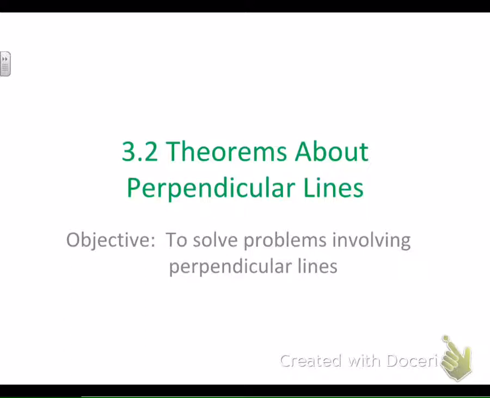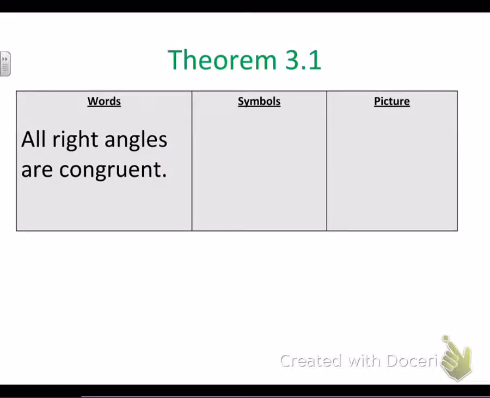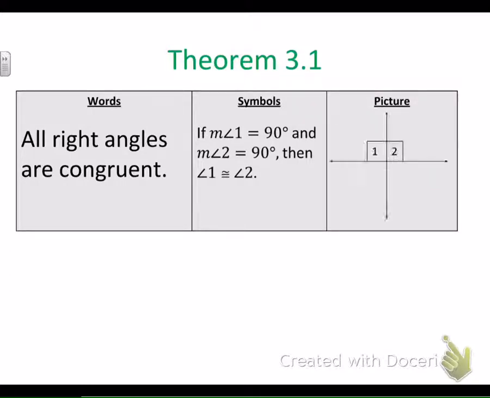So 3.2 is theorems about perpendicular lines. The objective is to solve problems involving perpendicular lines. So theorem 3.1 states that all right angles are congruent. So if the measure of angle 1 equals 90 degrees and the measure of angle 2 equals 90 degrees, then angle 1 is congruent to angle 2. The picture would look like that.